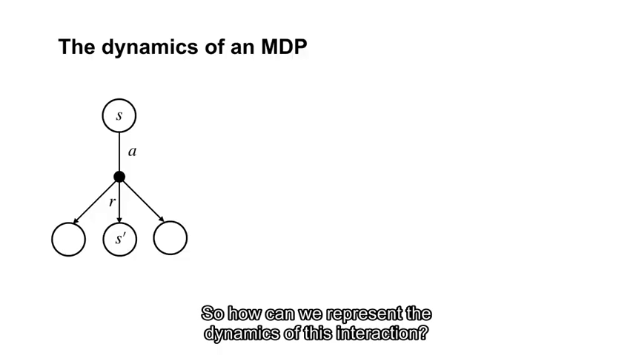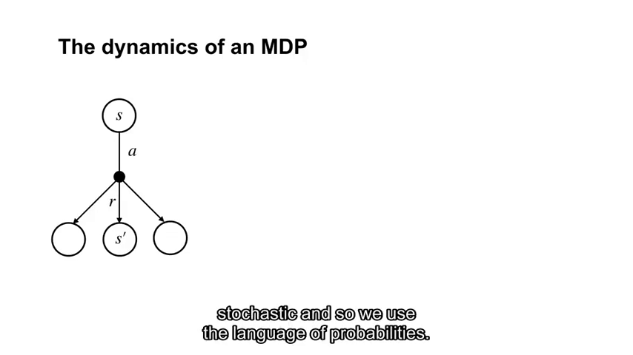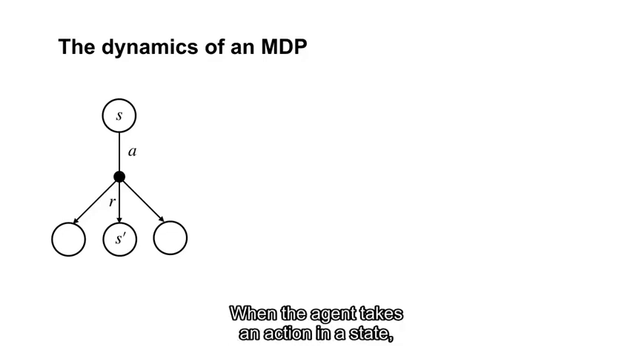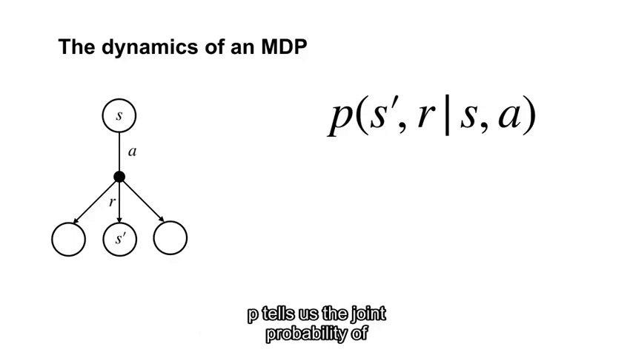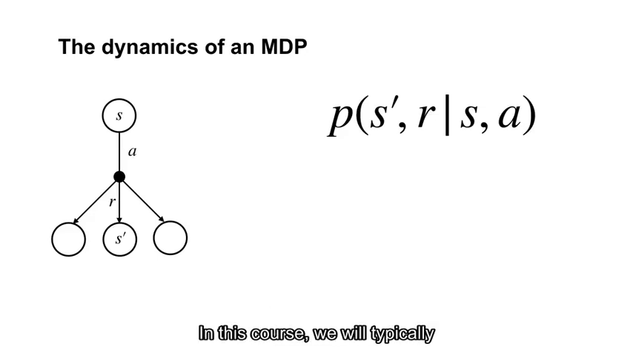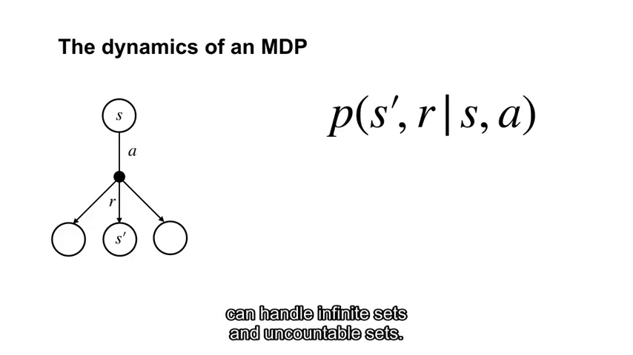So how can we represent the dynamics of this interaction? As in bandits, the outcomes are stochastic, and so we use the language of probabilities. When the agent takes an action in a state, there are many possible next states and rewards. The transition dynamics function P formalizes this notion. Given a state S and action A, P tells us the joint probability of next state S' and reward R. In this course, we will typically assume that the set of states, actions, and rewards are finite. But don't worry, you will learn about algorithms that can handle infinite sets and uncountable sets.